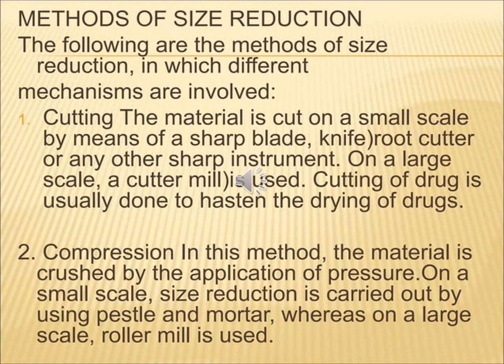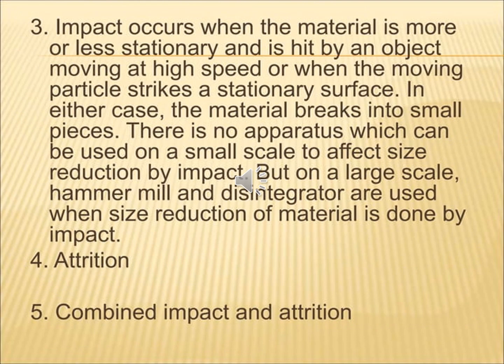Second, compression. In this method, the material is crushed by the application of pressure. On a small scale, size reduction is carried out by using a pestle and mortar, whereas on a large scale, a roller mill is used. Third, impact. Impact occurs when the material is more or less stationary and is hit by an object moving at high speed, or when the moving particles strike a stationary surface.